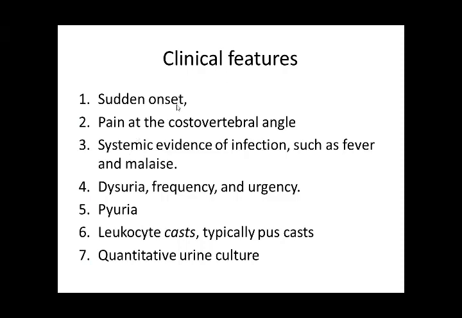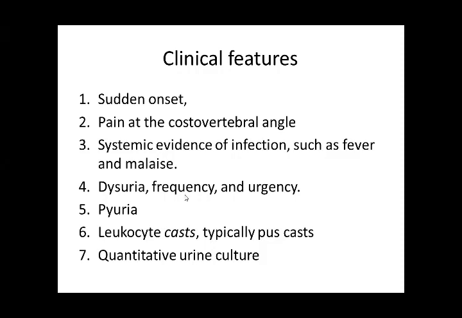Clinical features: sudden onset, because in cases of acute onset, it is always sudden. Pain at the costovertebral angle. And how do you examine it clinically? By a thump at the costovertebral angle. If somebody says I have a back pain, then you give a thump at the costovertebral angle to see if it is the kidney. Systemic evidence of infection, fever and malaise, dysuria, frequency and urgency.